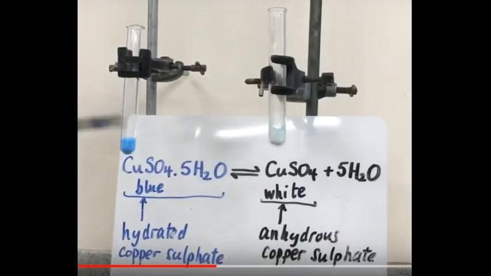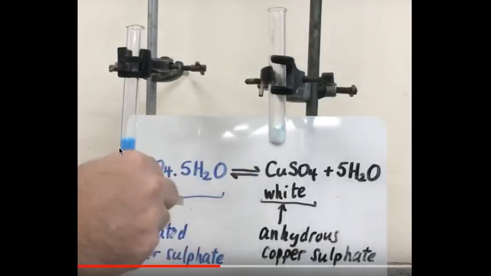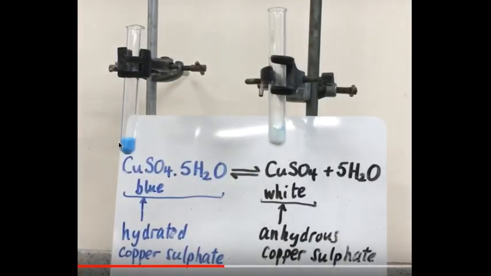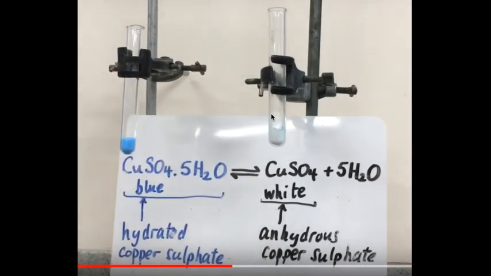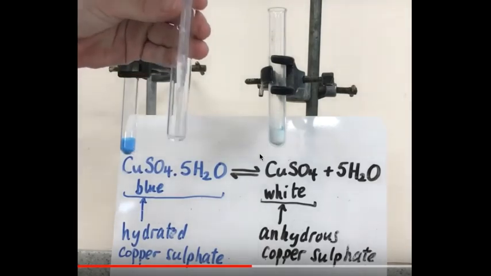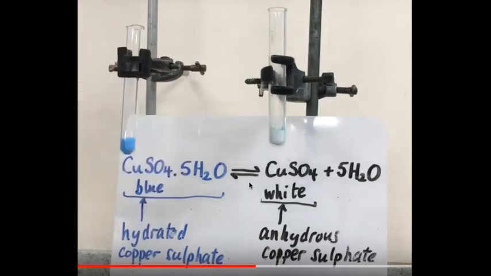So you can see what we started with was copper sulfate with 5 water molecules, or hydrated copper sulfate. You can see what we ended up with over here was copper sulfate, and then all the water was driven off. This one's got no water, it's anhydrous. And those are the differences. Now, because of this little reversible reaction symbol here, if we add a little bit of water to the copper sulfate, it turns back blue again.